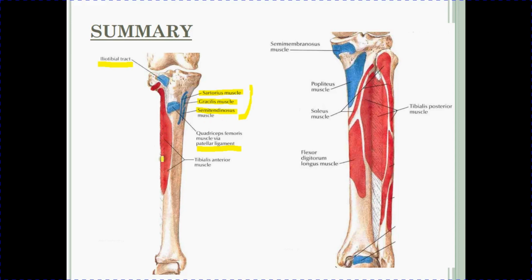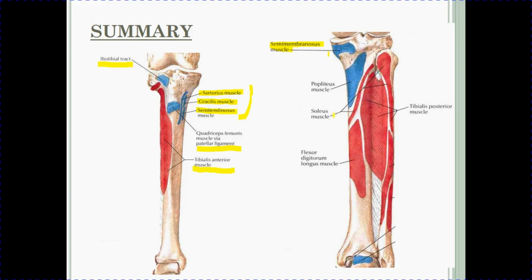On the lateral surface, the upper two-thirds, there is origin of the tibialis anterior muscle. Now on the posterior surface of the tibia, the first muscle is the semimembranosus muscle. This muscle is attached or inserted on a groove which is present on the posterior surface of the medial condyle of the tibia.